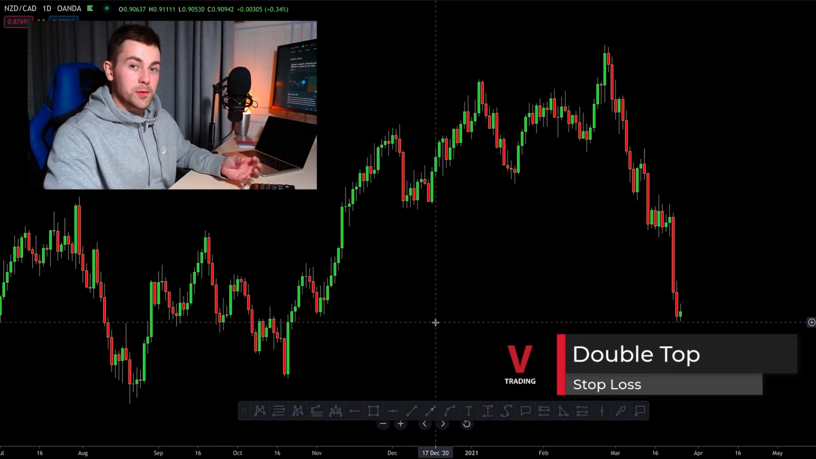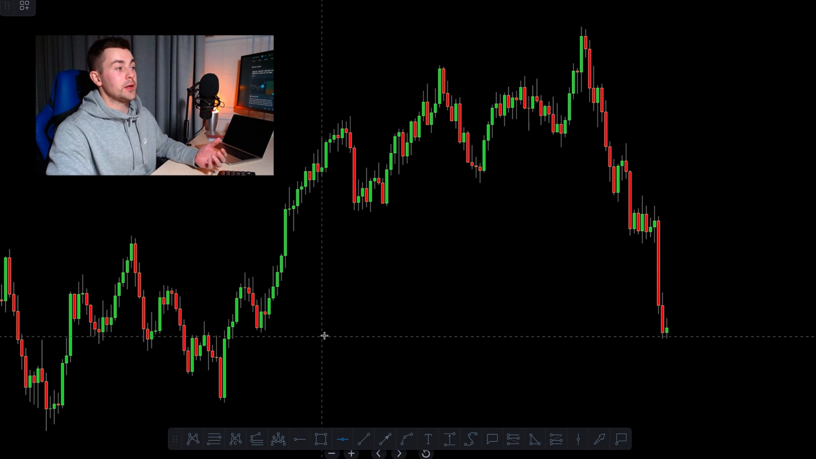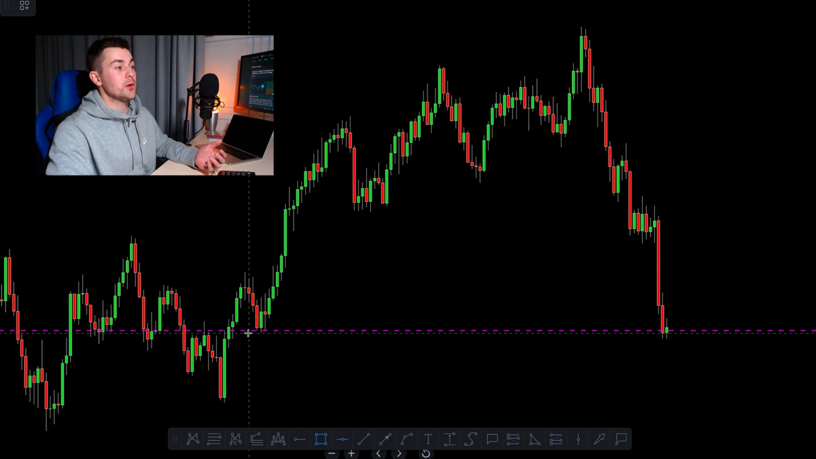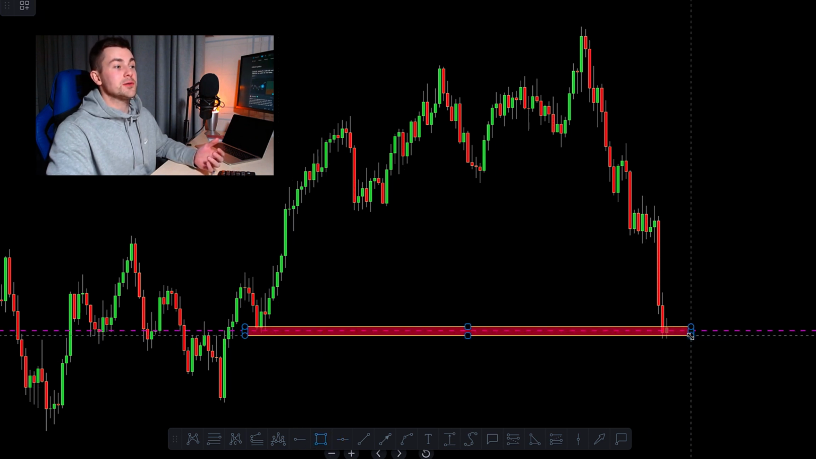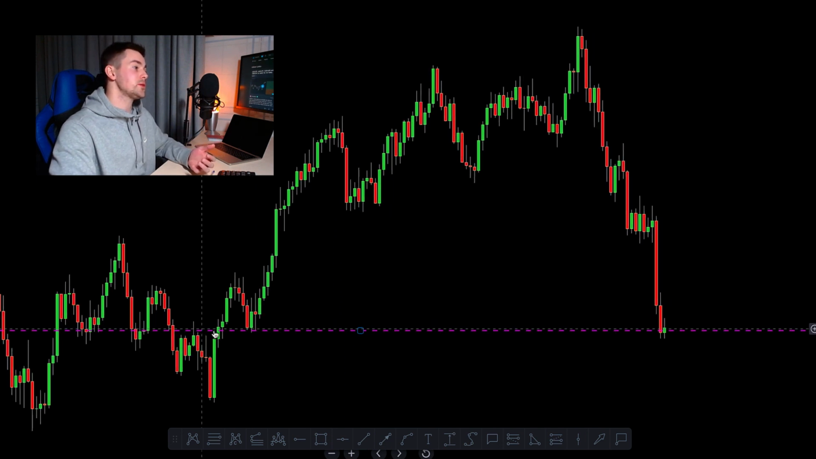So if in the theoretical example we discussed a double top, here in the example I want to give you a double bottom. Over here on NZD/CAD, if we draw the horizontal line, you can see that the market right now is approaching a quite strong key level. You can see that in the past we saw quite strong reactions from that structure, and right now the market is testing that level.